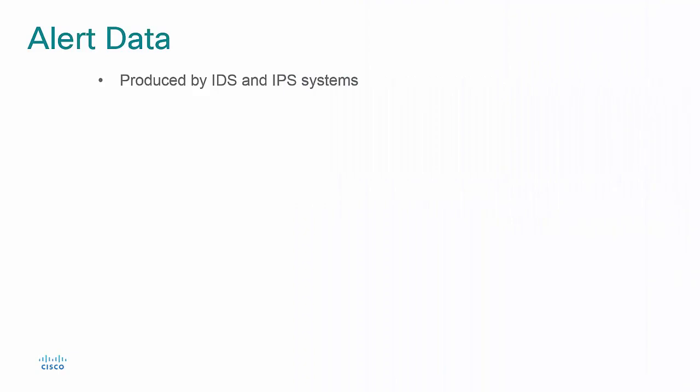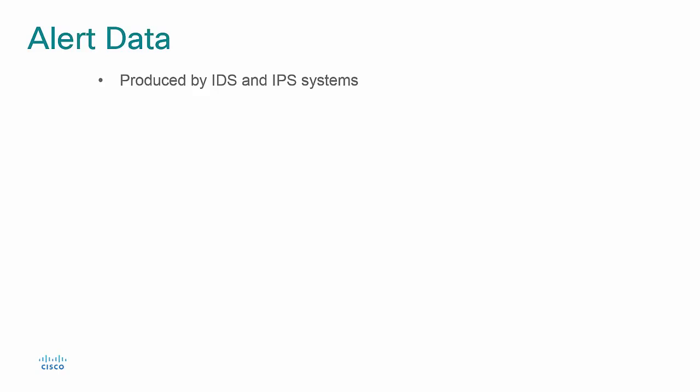Alert data is data that is produced by IDS and IPS systems. IDS and IPS systems are designed to root out signs of malicious activity on the network. Needless to say, their alerts receive significant attention within the SOC. Security professionals are not in agreement on the distinction between IDS and IPS, though.